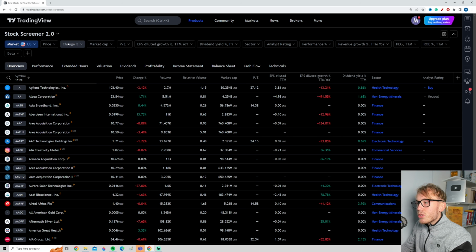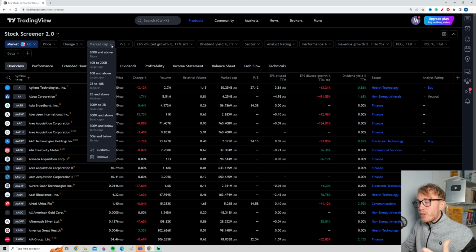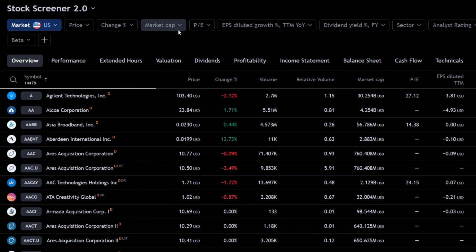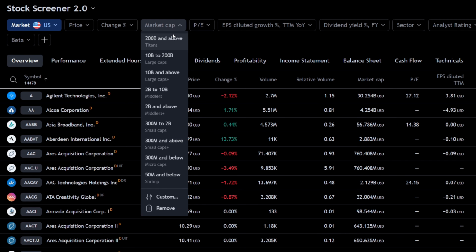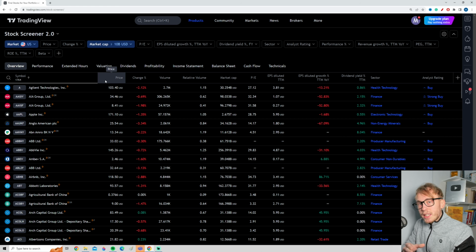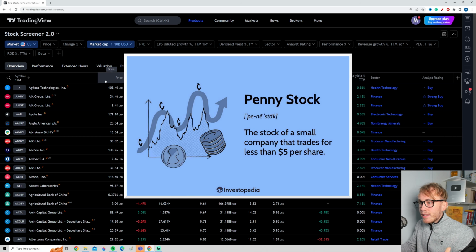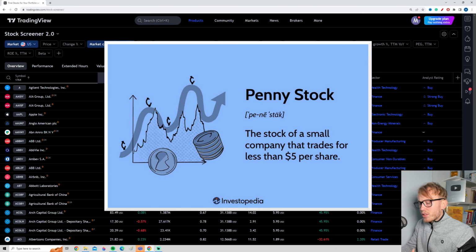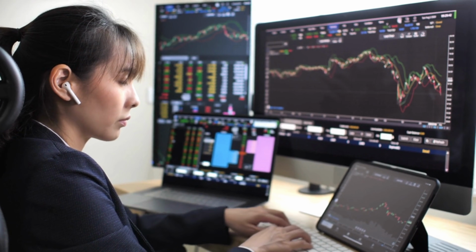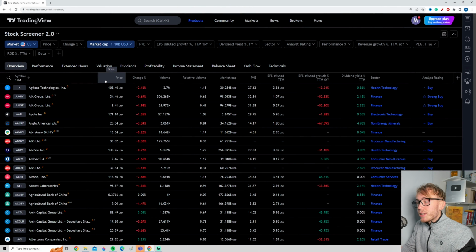So one thing that you usually want to do, especially if you are a short-term trader, a scalper or a day trader, is filter on market cap. So you can, for example, press this market cap filter right here and choose 10 billions and above in market cap. This is in general a good filter because it will filter out pretty much all penny stocks, and it will filter out the stocks with bad liquidity and low volume. And if you are a short-term trader, it's important to have enough liquidity and volume so you can get in and out of the market quickly.